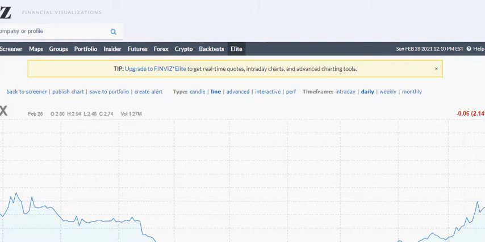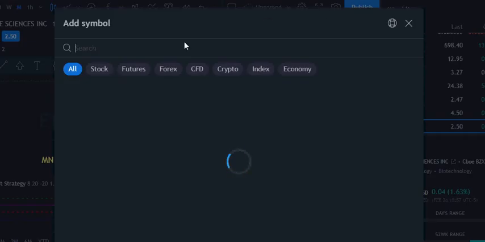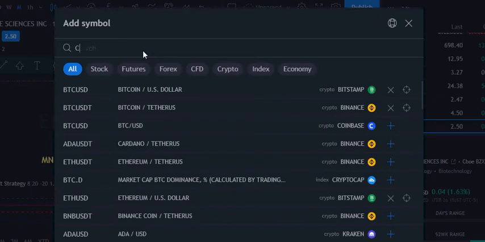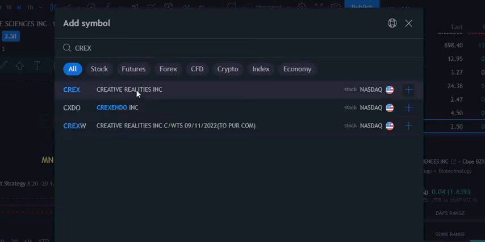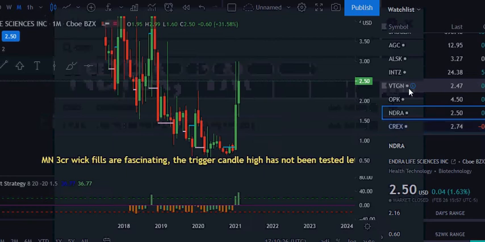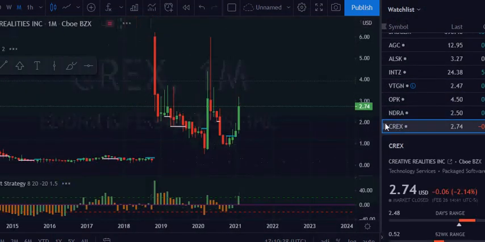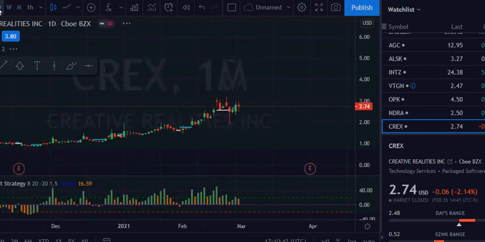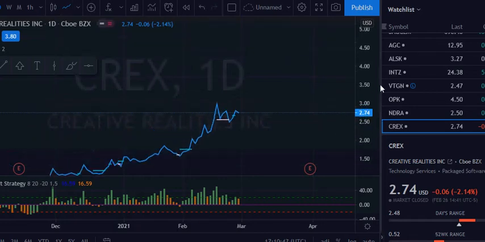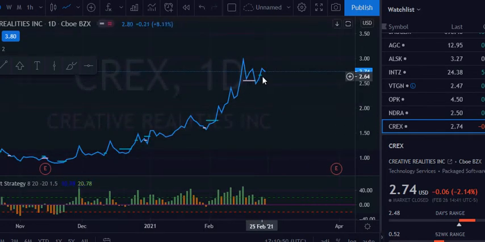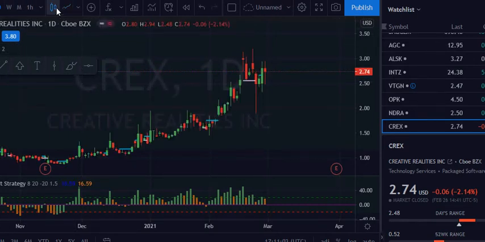Let's have a look at this one. I think this is probably on my watch list as well. CREX. Go to the daily, look at the line chart. So we've got three candle reversal, and we have just broken out of there with momentum. Then we've got the little pullback. What am I looking at for candles? So that's the 3CR, that's the pullback. This does look ready to go, actually.